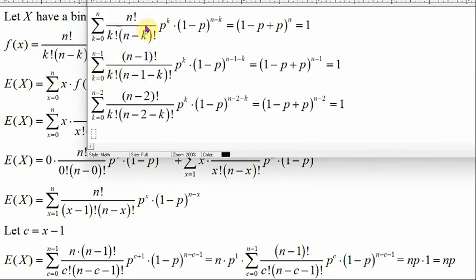A few moments ago, we had these three results right here. And so right here, instead of k, we have c. And so this sum right here is 1. So we have np times 1, which is n times p. And therefore, for the random variable x, the expected value is n times p.